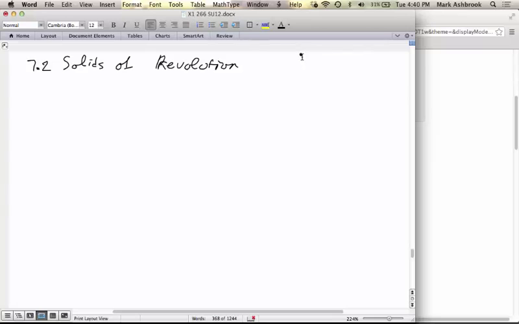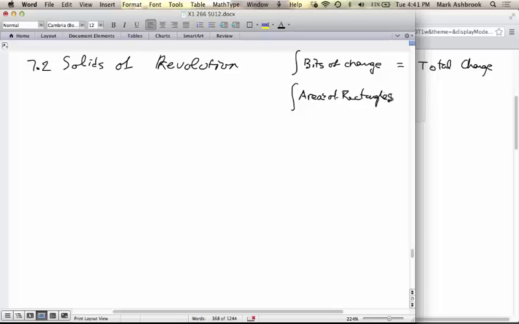So let's just get the general idea here. What did we start with? At first we said we're going to sum up what? Bits of change. And then when we sum up a bunch of bits of change, we get? Total change. Trying to establish a pattern here. In this last homework, we summed up what? Areas, right? Areas of rectangles. And that gave us the total area of whatever region those rectangles swept out, right?